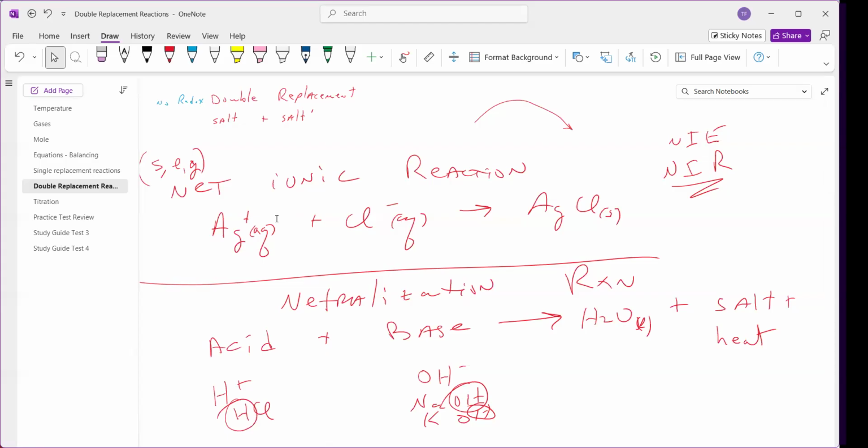So if everything is white on there, you will have 4 spectator ions. If only one thing is black on there, you'll have 2 spectator ions. Or if everything is black, you'll have no spectator ions. It's either 0, 2, or 4.